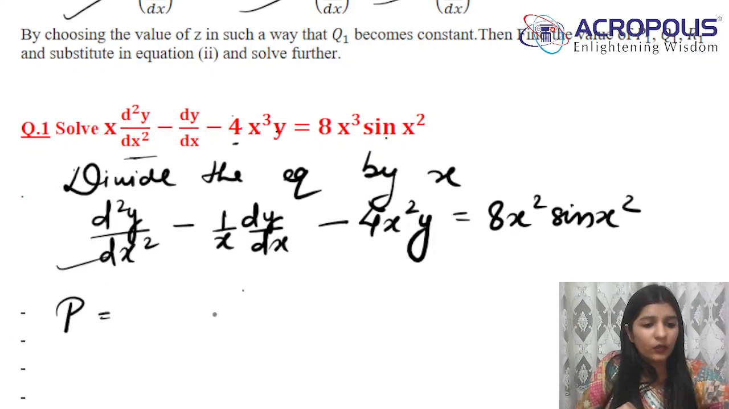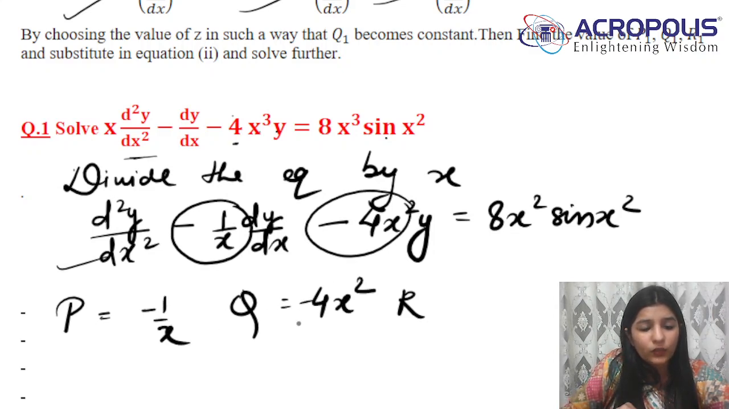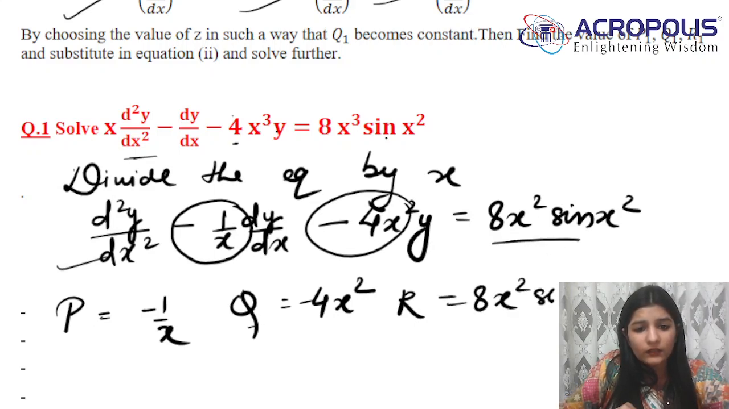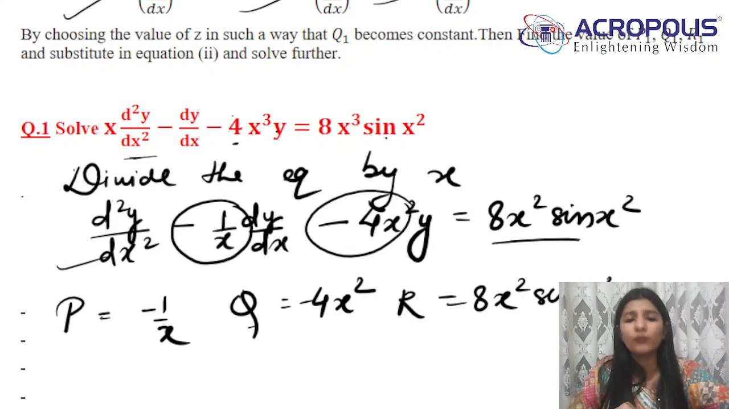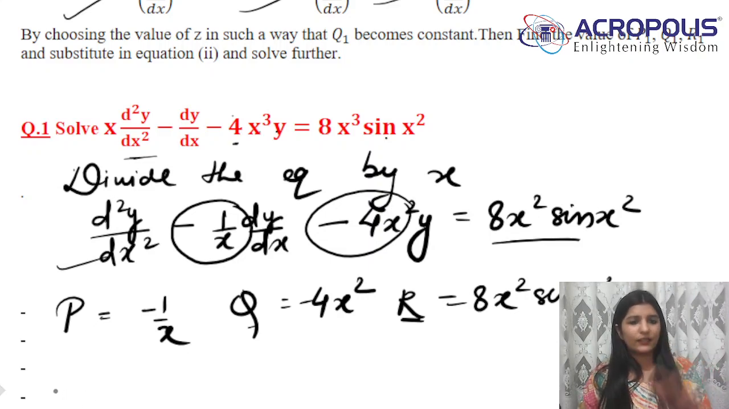You can easily find out the value of p, q and r here. The coefficient of dy by dx is p. The coefficient of y is minus 4x square, that is q, and the value of right hand side is r, 8x square sin x square. You can remember it by the words right hand side and r; they both start with r, so r is the value of right hand side. Now next, this is the basic step in all questions: converting the differential equation into standard form, like in 90% cases.